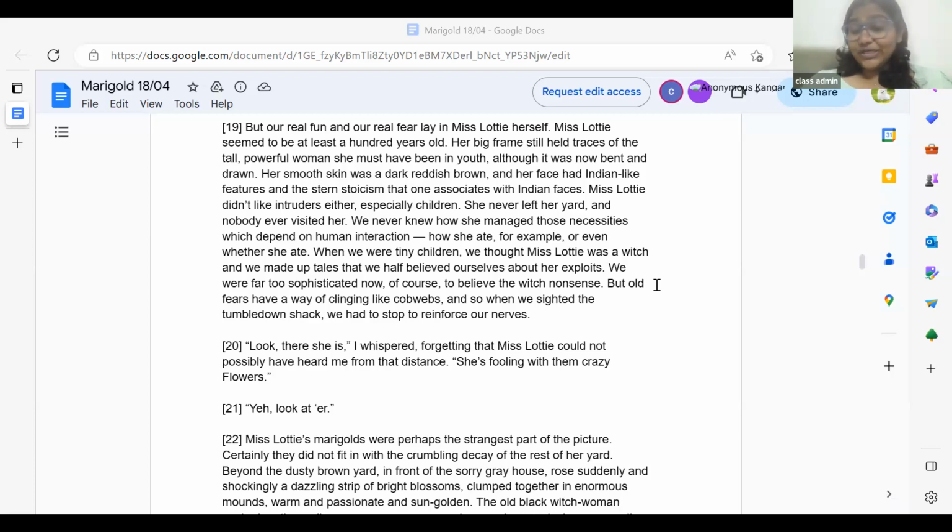Why do they talk about reddish brown? Because the children, they are black, isn't it? Akshat and Pradyan. So that has to do something a little with the class here.